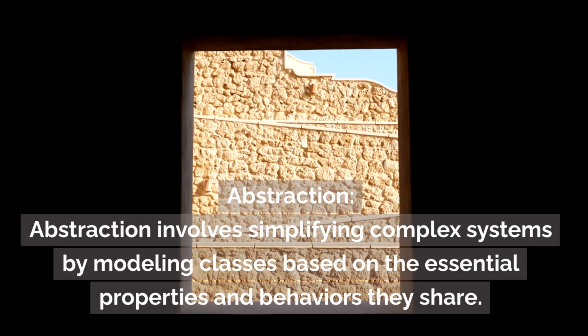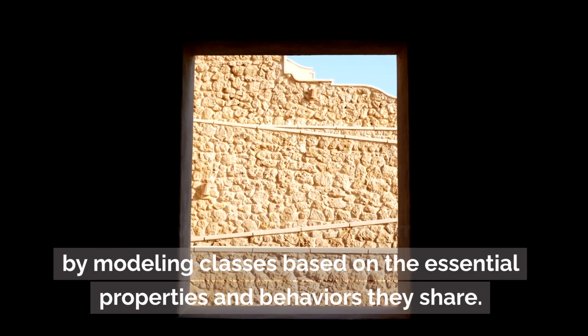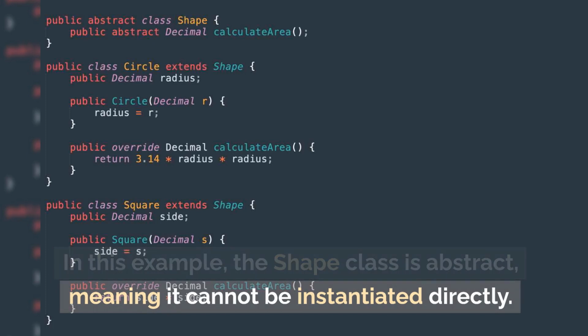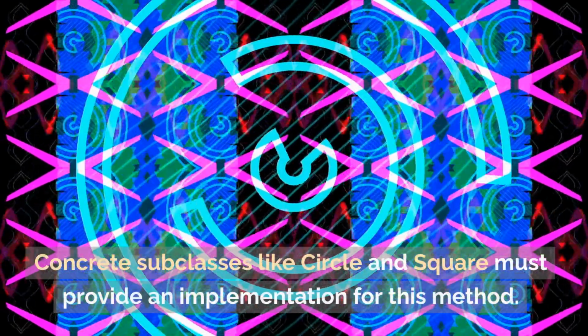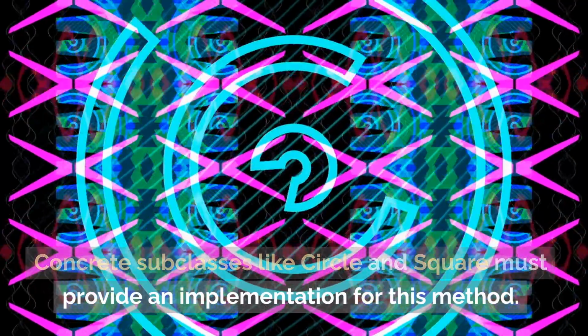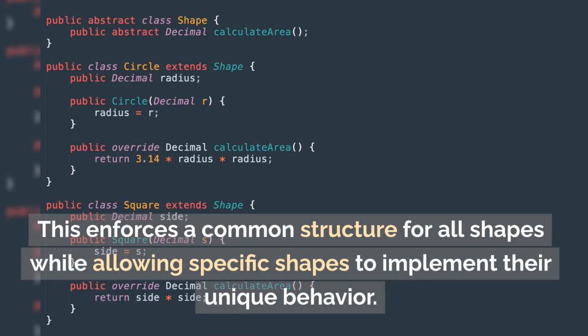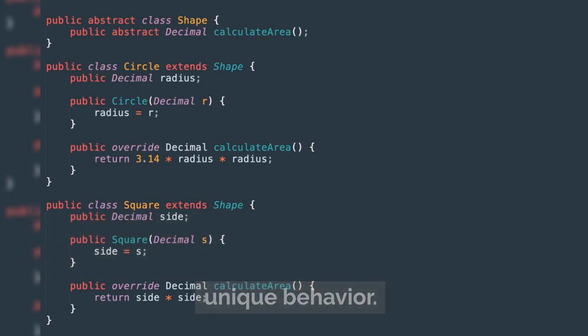4. Abstraction. Abstraction involves simplifying complex systems by modeling classes based on the essential properties and behaviors they share. In this example, the shape class is abstract, meaning it cannot be instantiated directly. It defines an abstract method calculateArea. Concrete subclasses like circle and square must provide an implementation for this method. This enforces a common structure for all shapes while allowing specific shapes to implement their unique behavior.